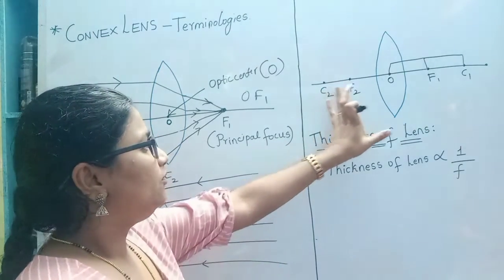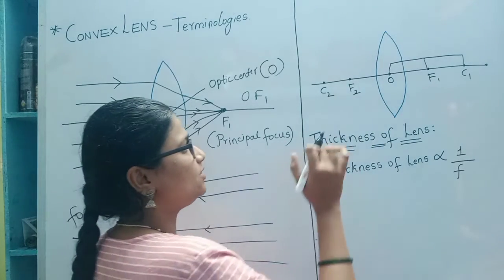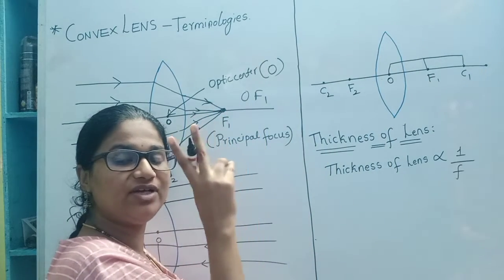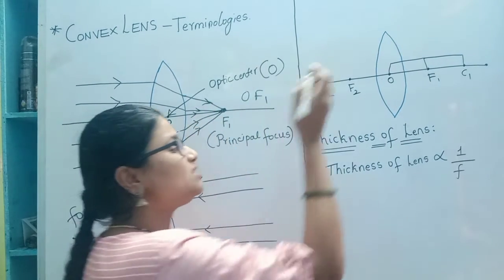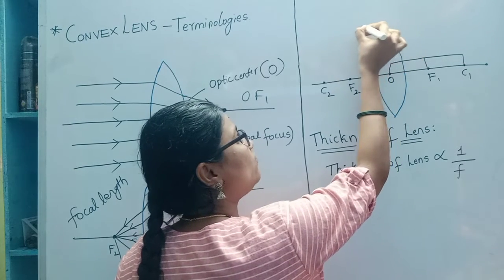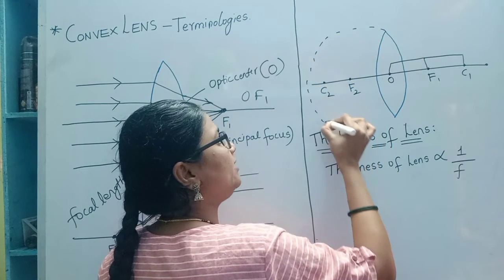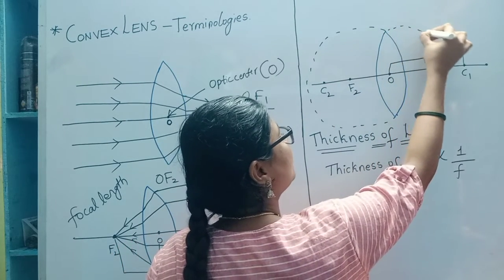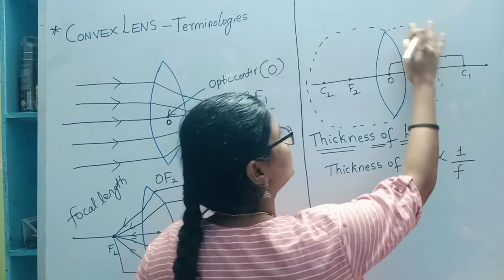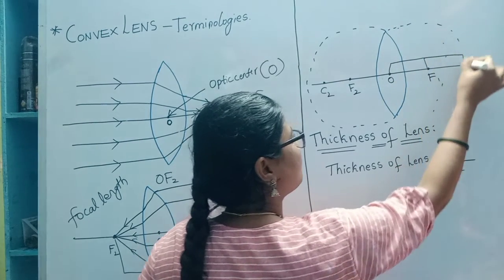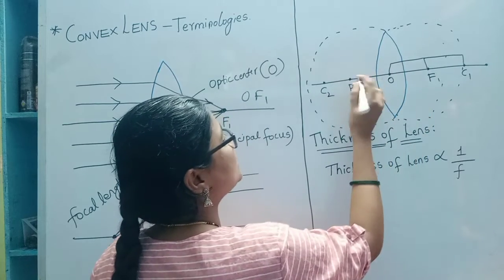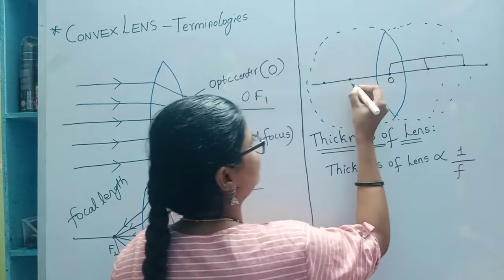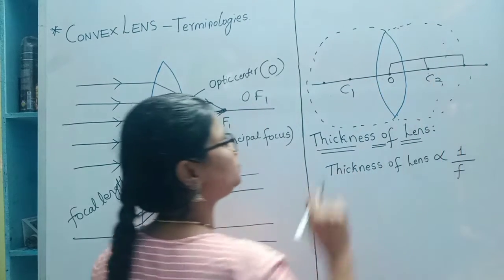Then we go to the other term. Here this is the optic center, and we know that lenses have two spherical surfaces. One spherical surface will be part of one circle, and the other spherical surface will be part of another circle. So obviously we will get two centers here, C1 and C2.